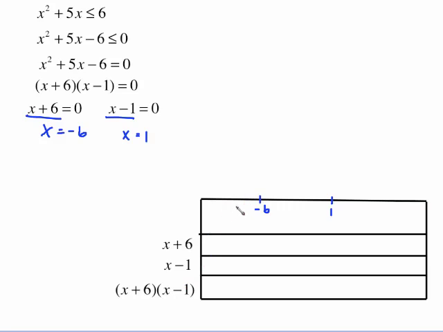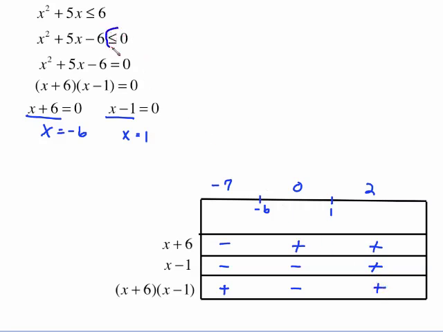Now, test points here, I need to pick something to the left of negative 6, which would be something like negative 7. Negative 7 plus 6 is a negative 1, which is a negative value. Negative 7 minus 1 is negative 8, which is a negative value. A negative times a negative is a positive. Pick a number between negative 6 and 1, which is 0. 0 plus 6 is a positive number. 0 minus 1 is a negative number. And the product of a positive times a negative is a negative. Pick something to the right of 1, like 2. 2 plus 6 is 8, which is positive. 2 minus 1 is positive. A positive times a positive is a positive.